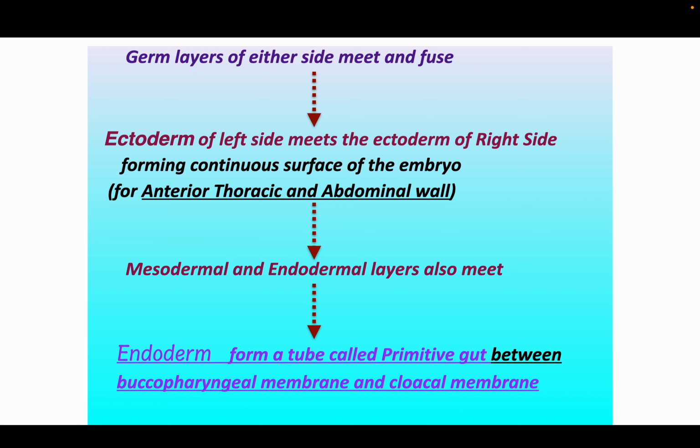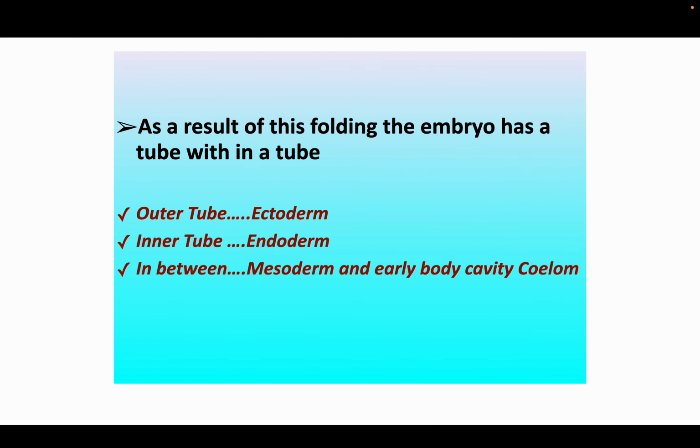The mesodermal and endodermal layers also meet. Endoderm forms a tube called the primitive gut between the buccopharyngeal membrane and the cloacal membrane. So we have discussed how the primitive gut is enclosed by the mesoderm and ectoderm. As a result of this folding, the embryo has a tube within a tube. The outer tube is ectoderm, the inner tube is endoderm. In between, the gap is filled by mesoderm, and in that mesoderm the coeloms are formed. We call them the early body cavities, known as coelom. So that is formed.